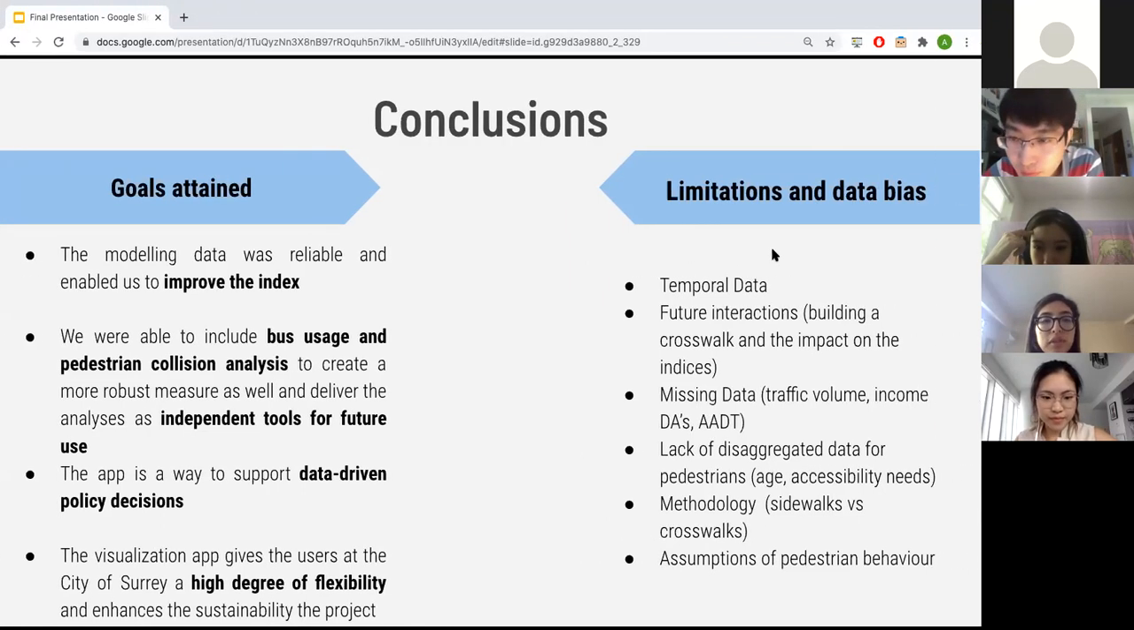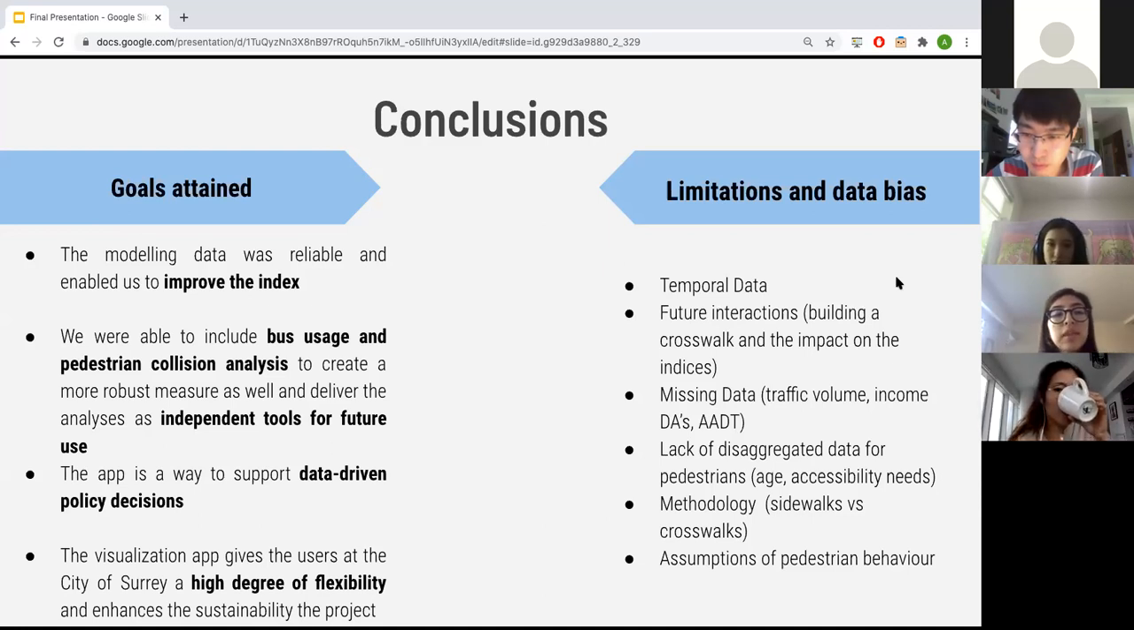So I think we were successful in improving both of the indices because the modeling, especially the AADT model, had a very good deviance explained, and it was reliable. Then we were also able to include the bus usage and pedestrian collision analysis to create a more robust measure and include the time dimension.